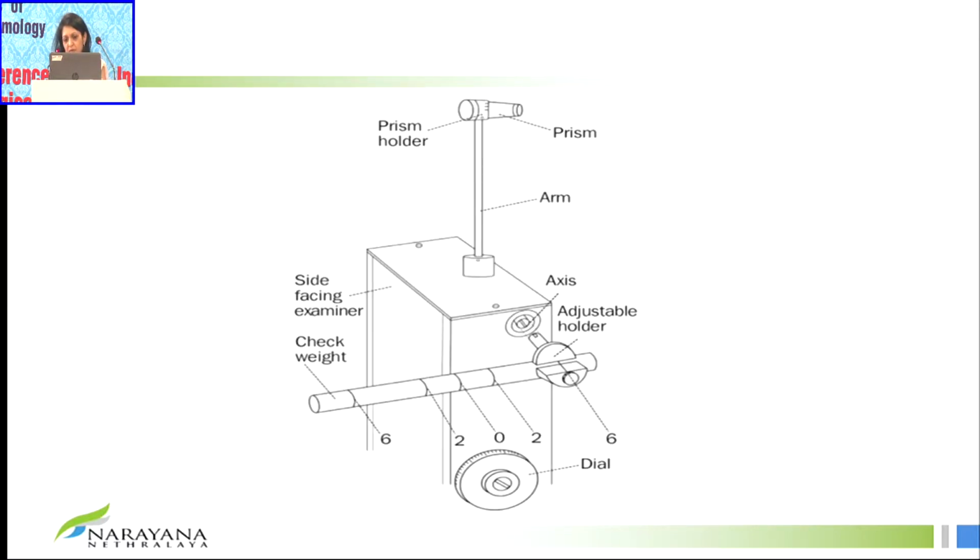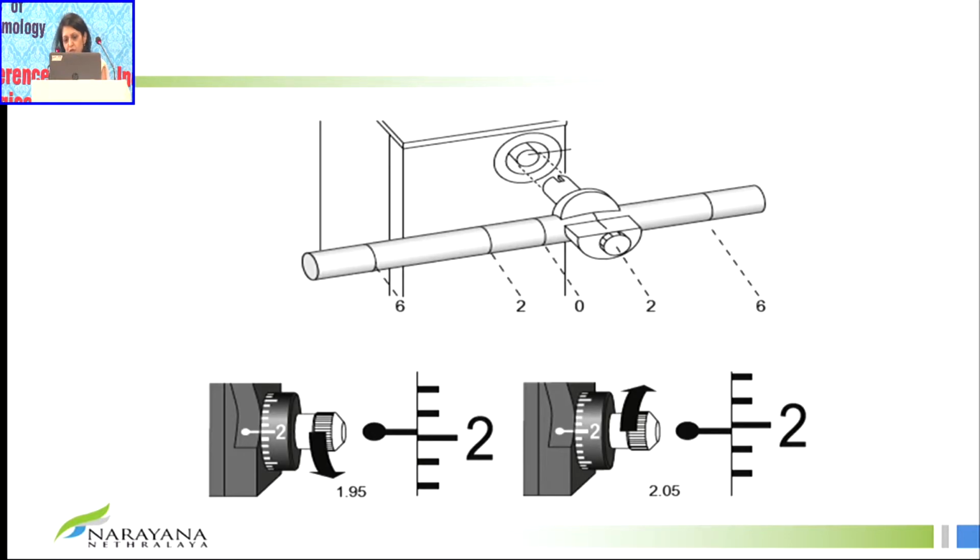The same thing can be done using the weight. So here it is at 2 and 6. So this is how the weight is placed at the side of the instrument. It's kept in place. The longer arm of this should always be towards the examiner. So again, you move the dial both less by 0.5 and more by 0.5, and you see the bobbing of the prism.